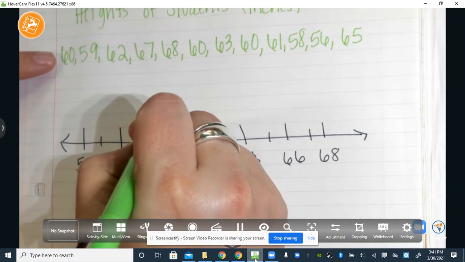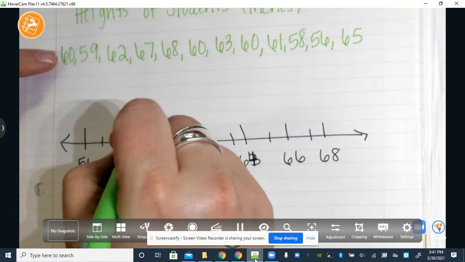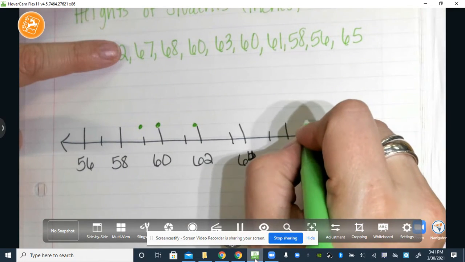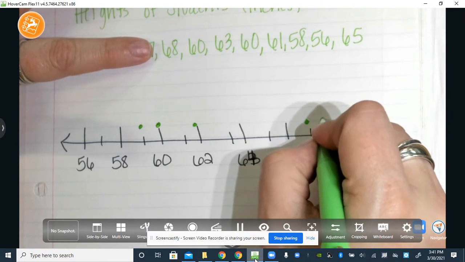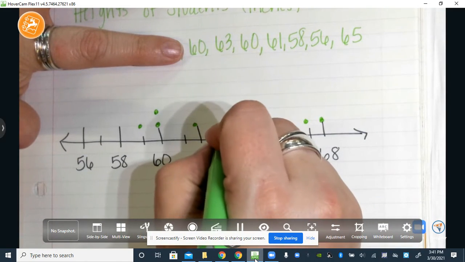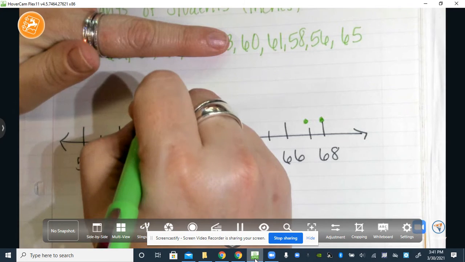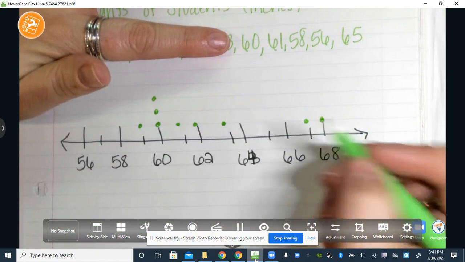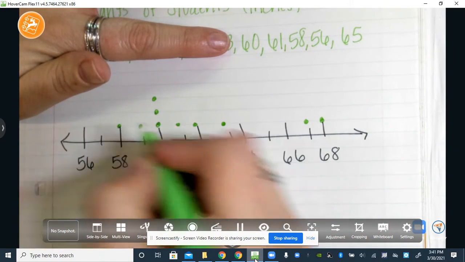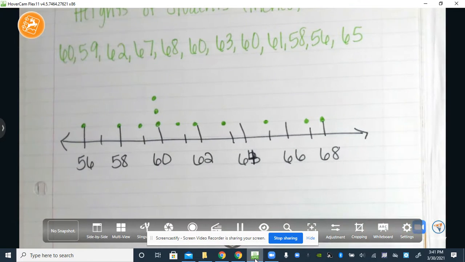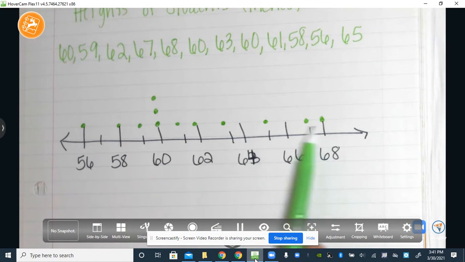So I have one at 60. I have one at 59. One at 62. One at 67. One at 68. One at 60. One at 63. Another one at 60. One at 61. One at 58. One at 56. And one at 65. And doing it on line paper, I just lined it up so they were all in the blue dot.